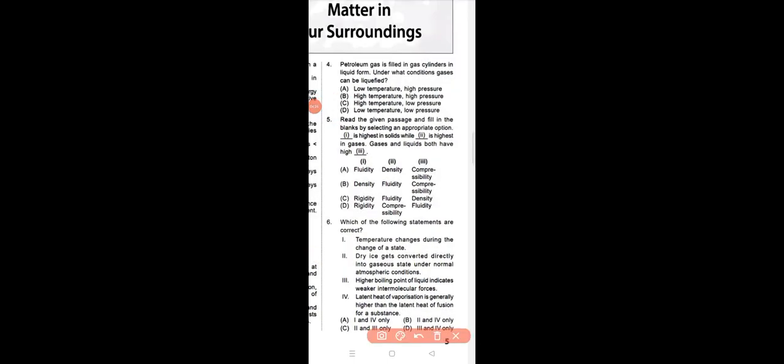Question number 4: petroleum gas is filled in a gas cylinder in liquid form. Under what condition can gases be liquefied? A, low temperature, high pressure. B, high temperature, high pressure. C, high temperature, low pressure. D, low temperature, low pressure.